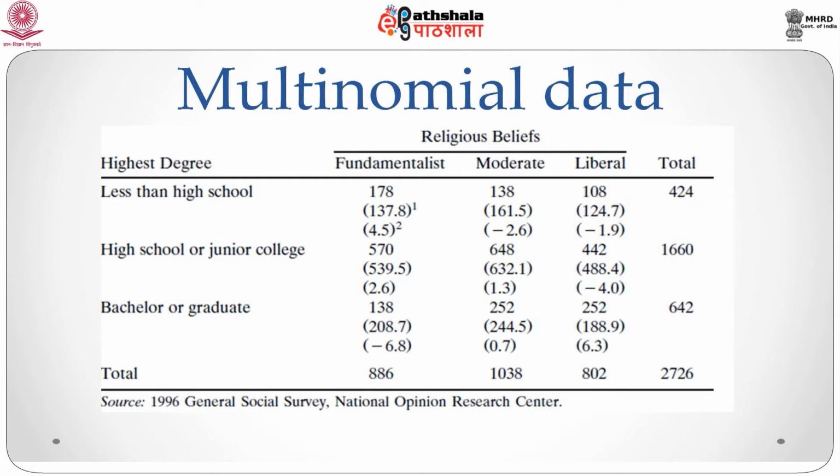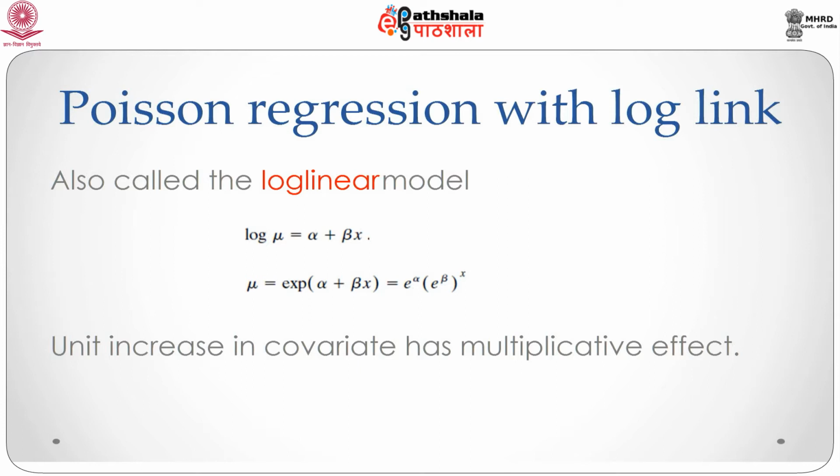There are, of course, more subtle points in this. For example, you will observe that the highest degree is actually something which can be referred to as an ordinal variable, whereas religious belief is a nominal variable. In earlier modules, we have defined the various kinds of analysis and summary measures which are appropriate for the settings where we have ordinal data or nominal data. For now, we shall concentrate more on regression methods. So the most common Poisson regression model is the Poisson regression with the log link.